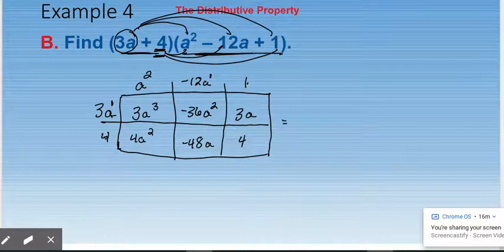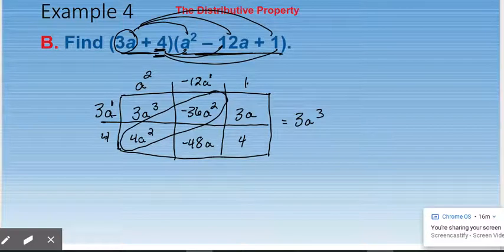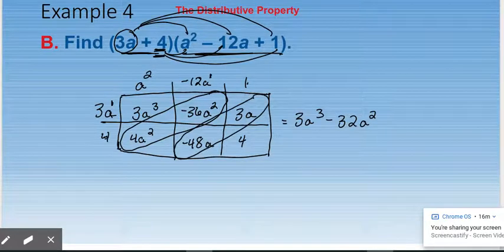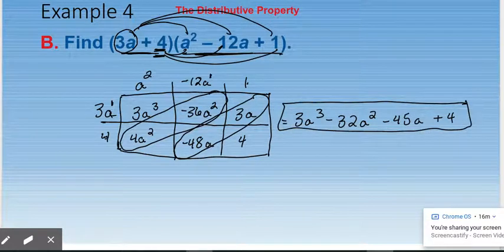And then we're going to add up our like terms. So I have 3a to the third. And I have these a squareds here. 4 plus negative 36, that would be negative 32a squared. And then I also have these a's, negative 48a plus 3a, would be negative 45a plus 4. That'd be my answer.